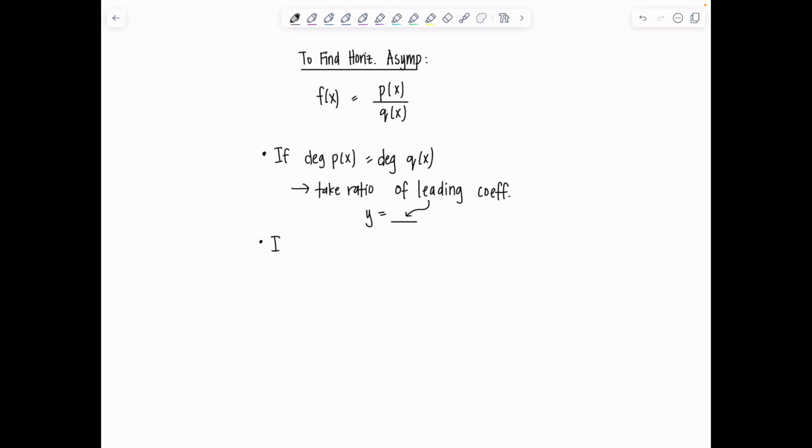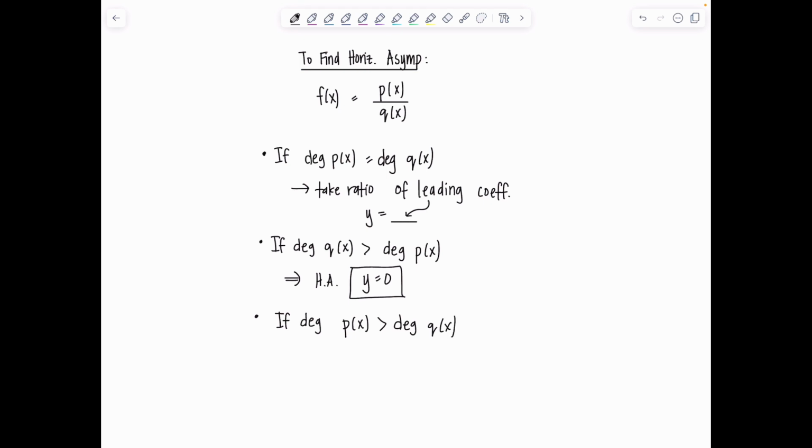If the degree of Q of x is greater than the degree of P of x, so the degree in the denominator is higher, then your horizontal asymptote is automatically at y equals 0. It's just the x-axis. And then the last option is if the degree of P of x, the numerator, is greater than the degree of Q of x, then there is no horizontal asymptote. Sometimes you'll have an oblique or a slant asymptote, but that's beyond what we do in this course.